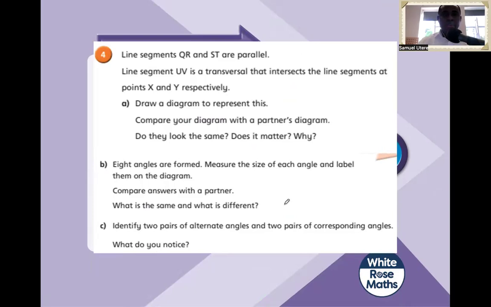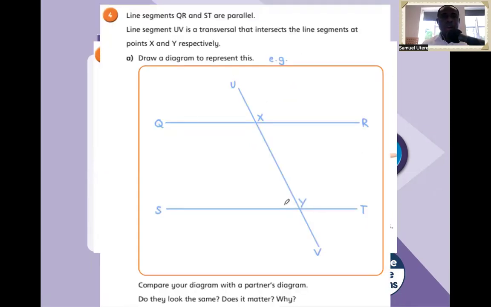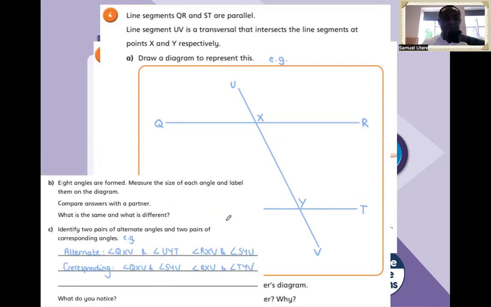Assuming you've paused the video and you've answered question 4, here are the answers. Let's discuss them. For question 4A, given this question, you were asked to draw a diagram to represent that. So yours could look like this. For some other people, the transversal could be in that direction. And here is the answer to B. So you were asked, as each angle is formed, measure the size of each angle and label them on the diagram, compare answers with a partner. So this is if you're studying in a group.